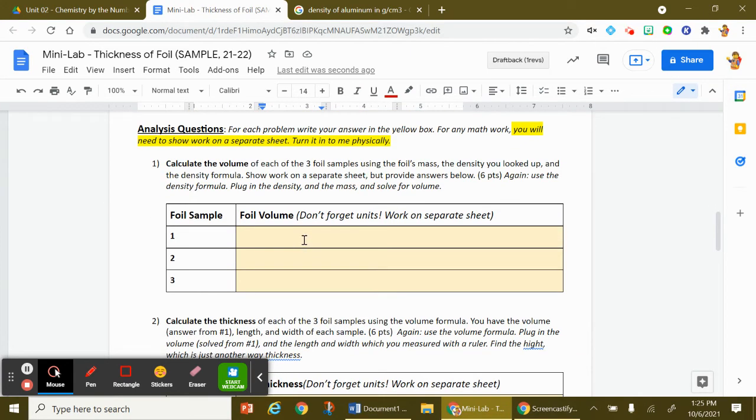So the first problem is to find the volume of the foil sample. Remember, you have to do this work on a separate sheet and submit it with the lab. This lab is due Friday, so you don't need to submit it at the end of this class, but you will need to submit it soon.